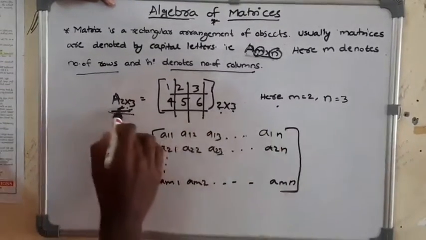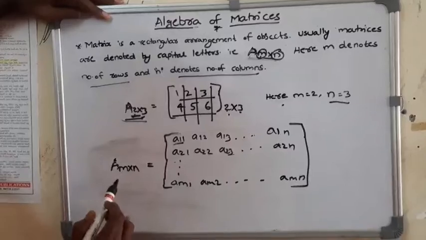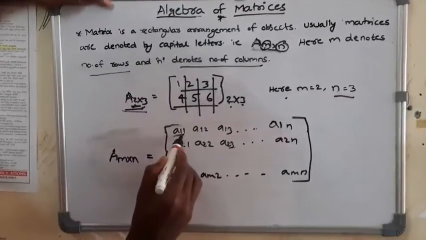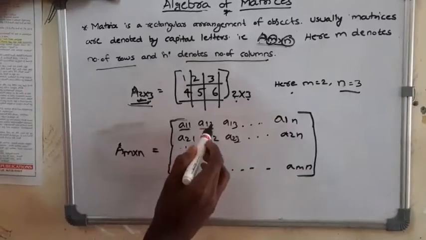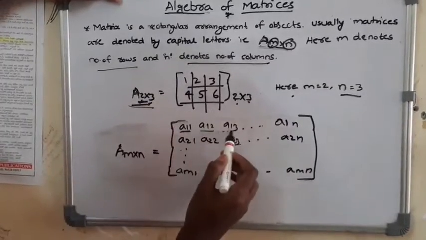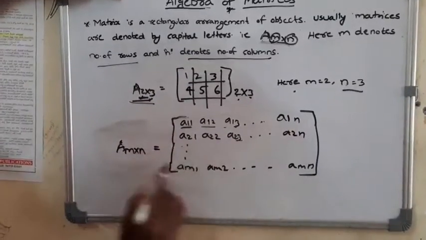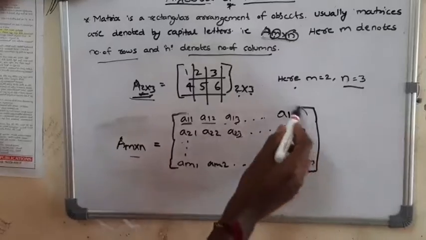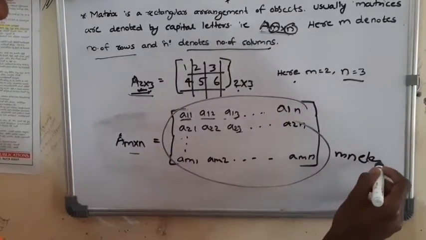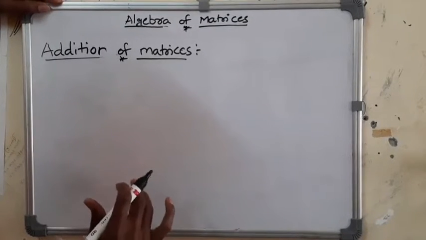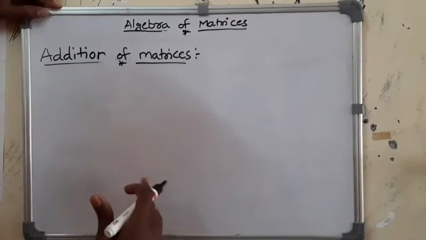Here m equals 2. The basic structure of an m by n matrix is like this. Here A11 denotes the first row and first column element, and A12 denotes the first row and second column element. Like this we denote all the elements in an m by n matrix. So here totally we have mn elements. So far we discussed how a matrix representation can be obtained.